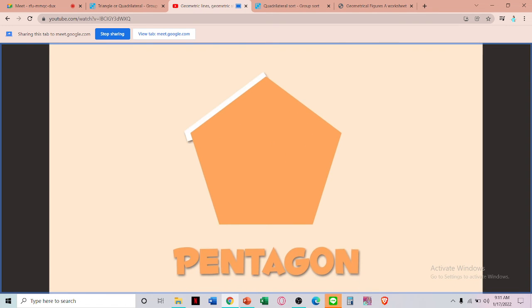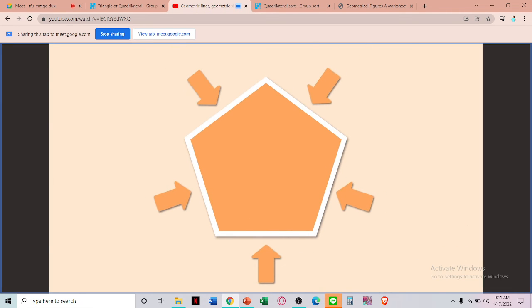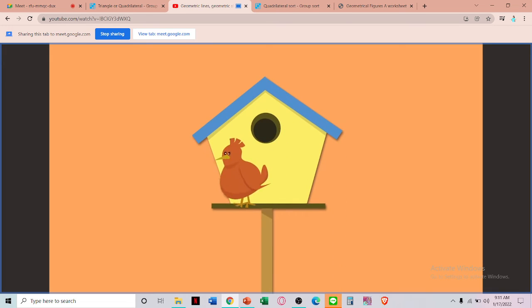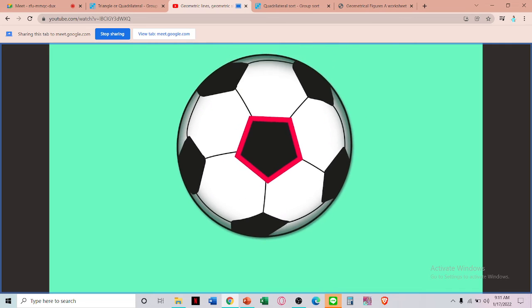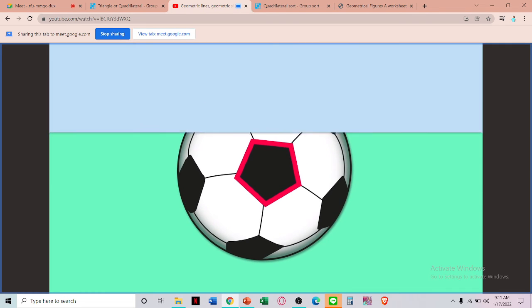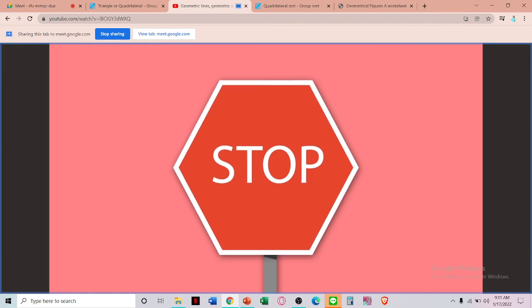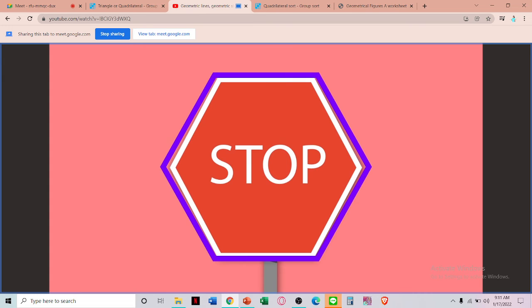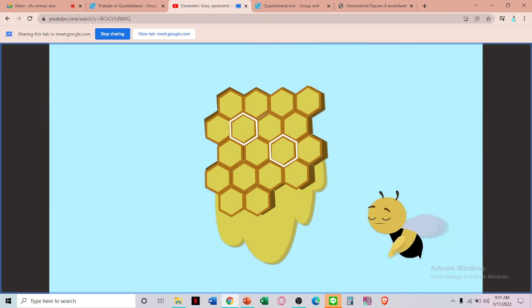This one right here is a pentagon. Pentagons have 5 sides. 1, 2, 3, 4, and 5. A pentagon looks like this birdhouse, or like these football stitches. Finally, I'll show you the hexagon. Hexagons have 6 sides. A hexagon is like this stop sign, or like this beehive. We better go now. Bees are getting angry.